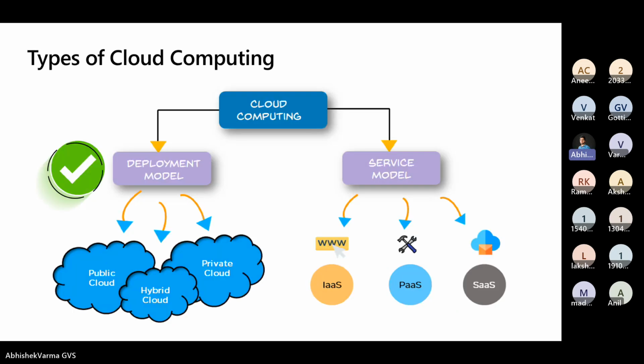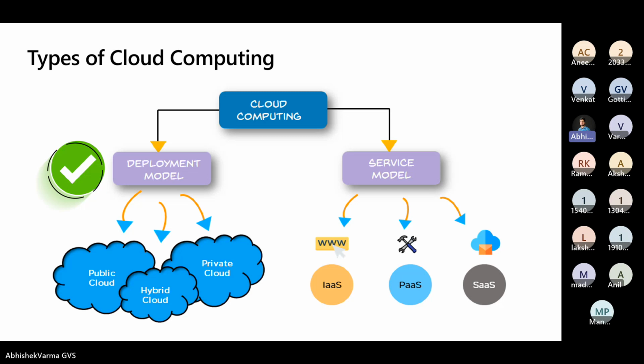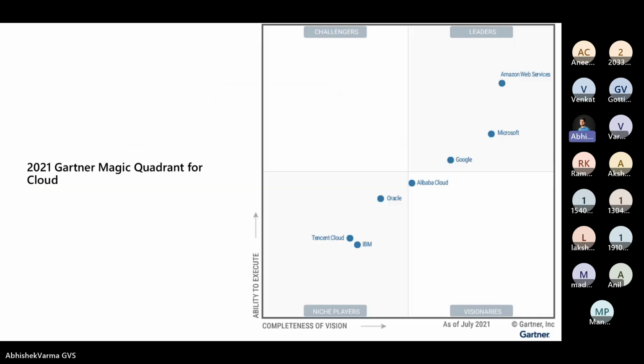Types of cloud computing: deployment model and service model. In the deployment model, we have three types of cloud. Public cloud means cloud computing. Hybrid cloud means using both on-premises and private cloud. Service models are infrastructure as a service, platform as a service, software as a service. In the 2021 magic quadrant, we can find that Amazon Web Services was on top, second Microsoft, third Google.